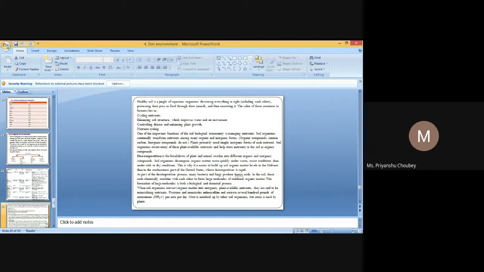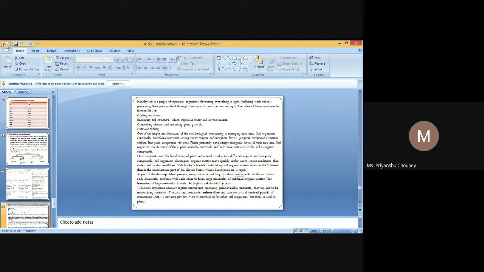community. Managing nutrients, soil organisms control the transformation of nutrients among many organic forms. Organic compounds contain carbon; inorganic compounds do not. Plants primarily need simple inorganic forms of each nutrient. Soil organisms create many of these plant-available nutrients and store nutrients in the soil as organic compounds.